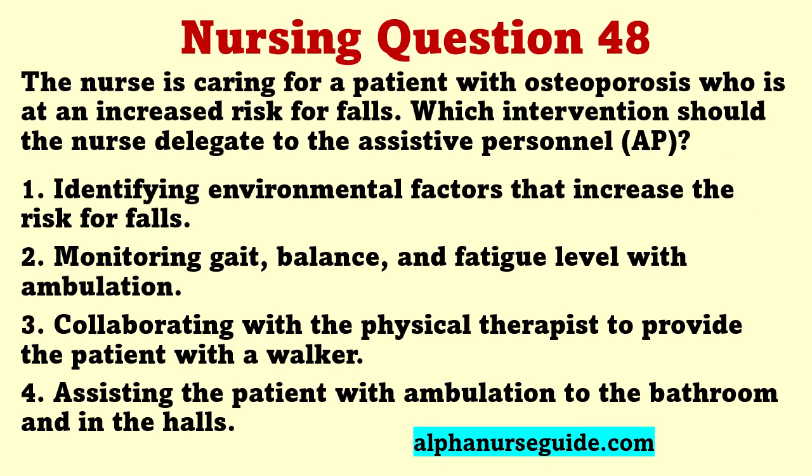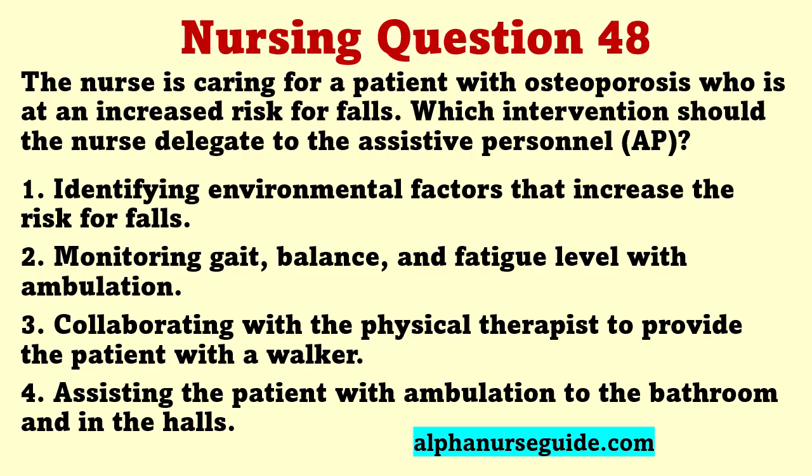The nurse is caring for a patient with osteoporosis who is at an increased risk for falls. Which intervention should the nurse delegate to the assistive personnel? 1. Identifying environmental factors that increase the risk for falls. 2. Monitoring gait, balance, and fatigue level with ambulation. 3. Collaborating with the physical therapist to provide the patient with a walker. 4. Assisting the patient with ambulation to the bathroom and in the halls.